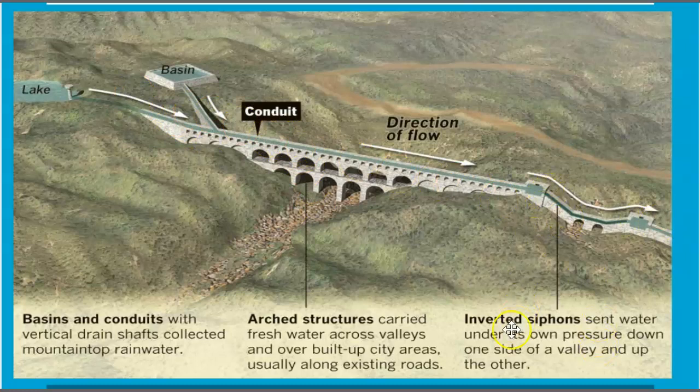At times, though, you would have pressurized pipes, which involved inverted siphons that sent water under its own pressure down one side of a valley and up the other side. But you could only bring the water back uphill if you had a sharp drop to help it get momentum to push it back up the hill.